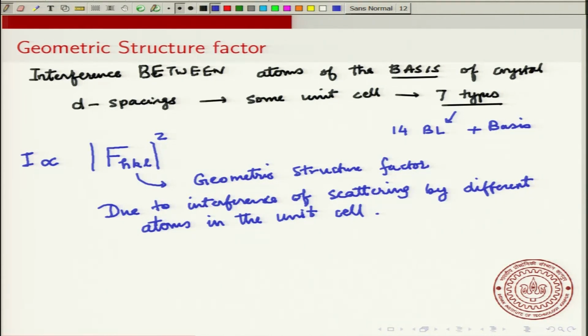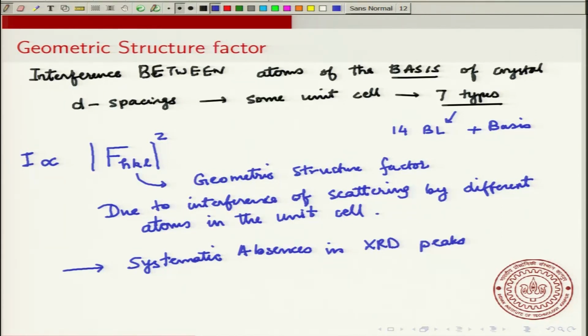Okay. So, the different atoms of the same unit cell each scatter the X-rays, and it is the interference due to scattering of these atoms that leads to something called a geometric structure factor. We will look at this in more detail, but I will just mention that this leads to something called systematic absences in XRD peaks. And this is a very crucial factor that is used to identify the compounds or identify the structure.